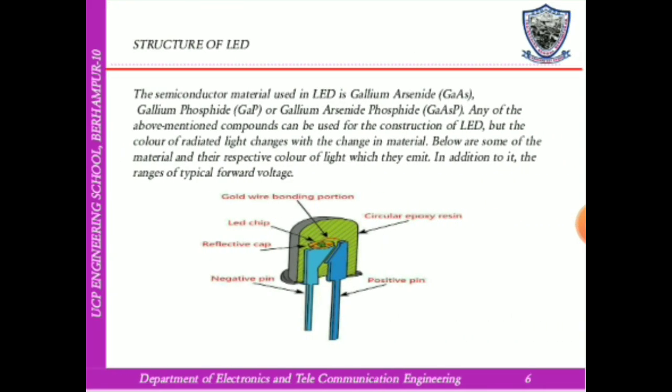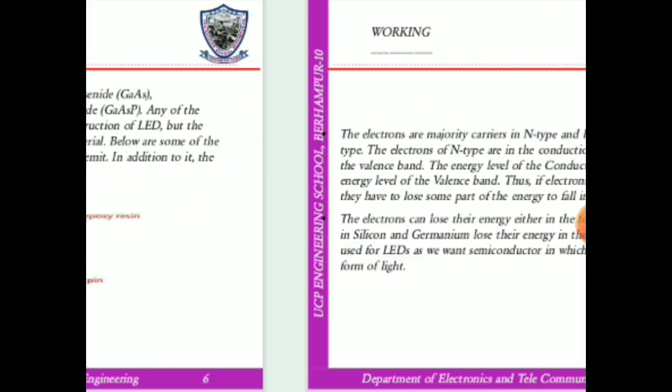Structure of LED. The semiconductor materials used in LED are gallium arsenide, gallium phosphide, and gallium arsenide phosphide. Any of the above mentioned compounds can be used in the construction of LED, but the color of the radiated light changes with the material, along with the range of typical forward voltage.